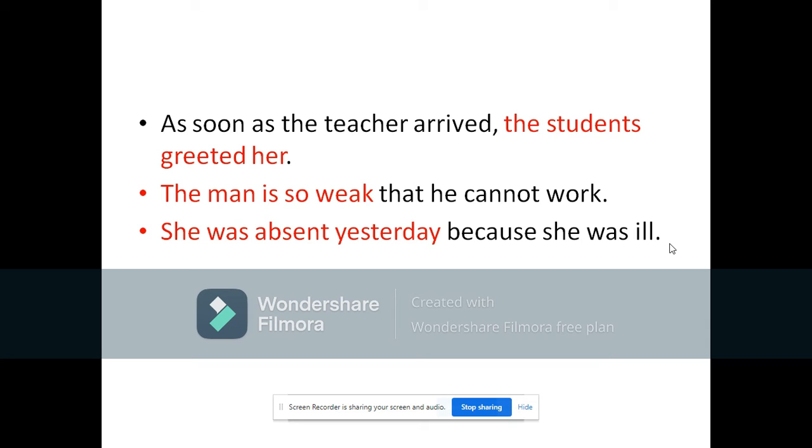As soon as the teacher arrived, the students greeted her. As soon as the teacher arrived, it is a subordinate clause. The students greeted her. It is a main clause.